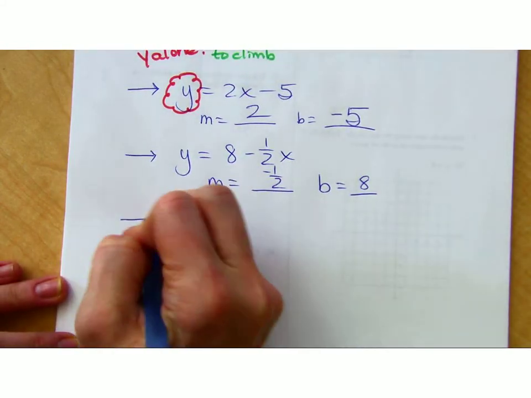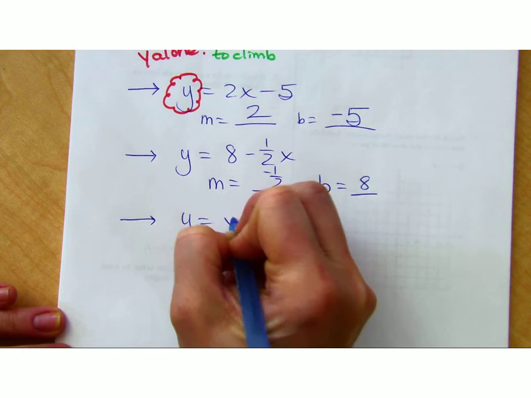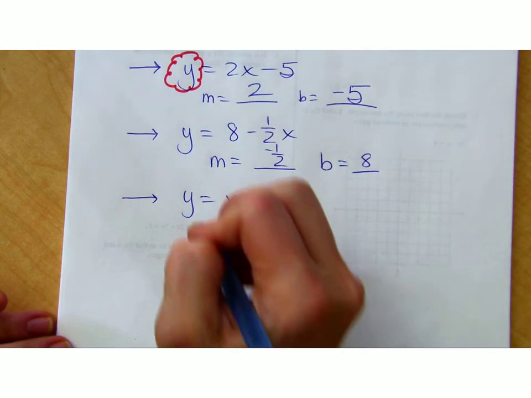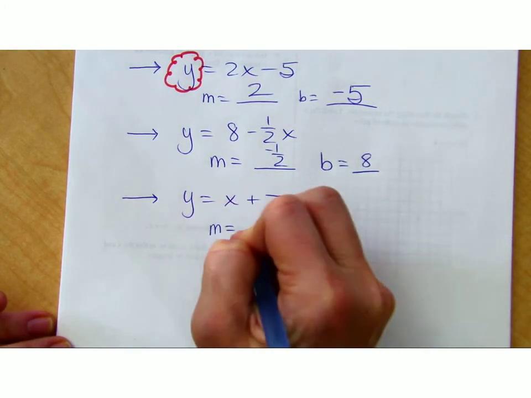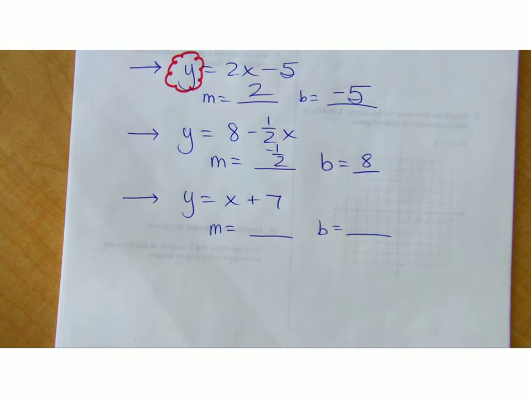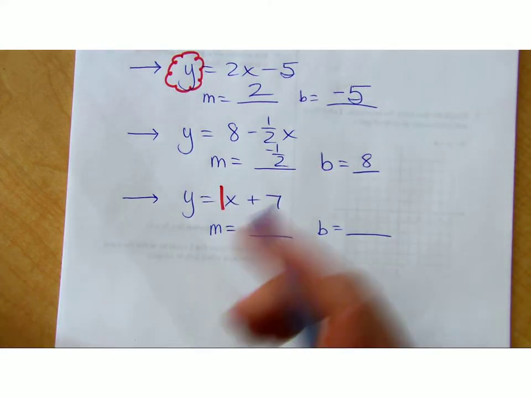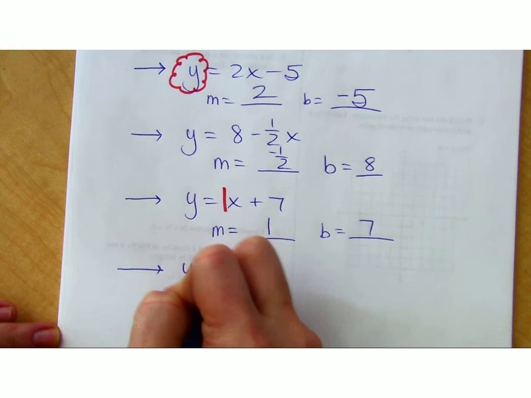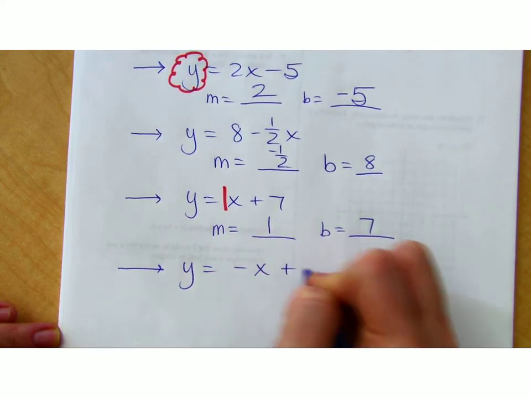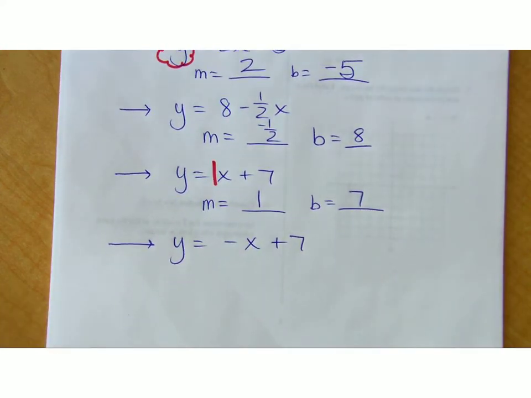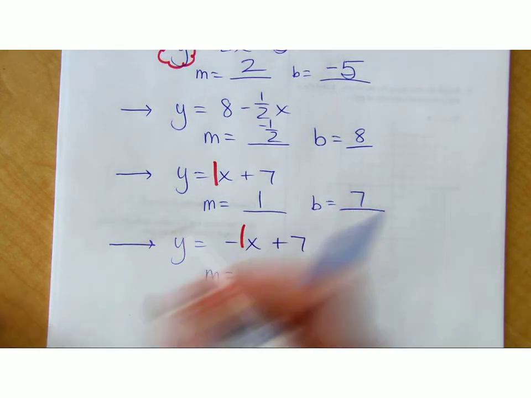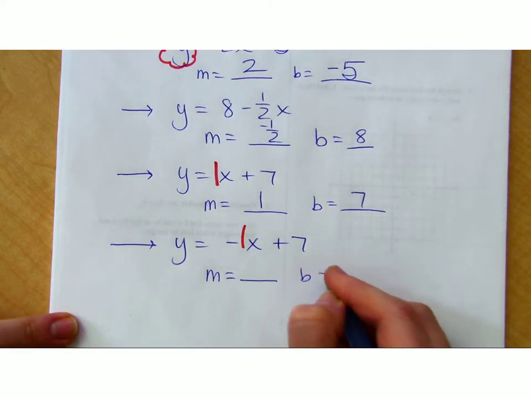Gets a little harder. Y is equal to x plus 7. What is your slope here? Careful, it's kind of hiding. It's 1. So your slope is 1 because that's the coefficient of x. And your y-intercept is 7. So then what would negative x plus 7 equal? Your slope would be what this time? Negative 1. And your y-intercept, same.